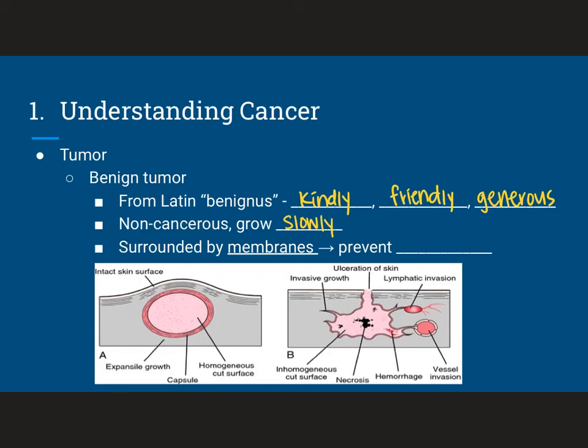It's surrounded by membranes. So if you see the picture here, it's going to have a pouch or a membrane or capsule to sustain the tumor, so it's not going to spread, so it prevents spreading. And really, it's so good to have it contained because it's easier to remove it. If you have it spread all across your body, it's harder to remove and get rid of it.